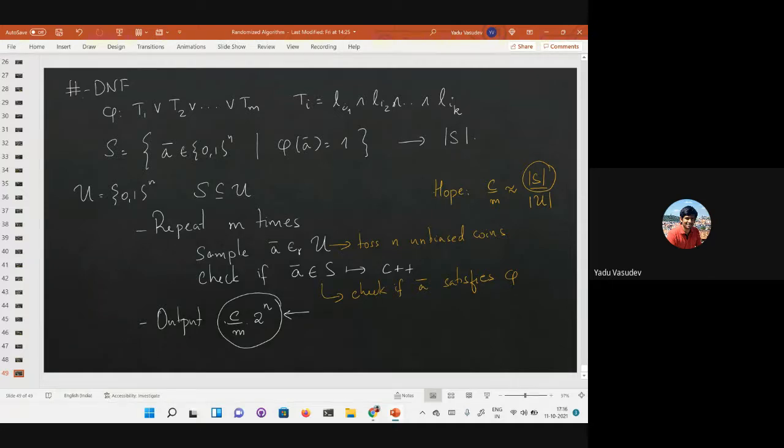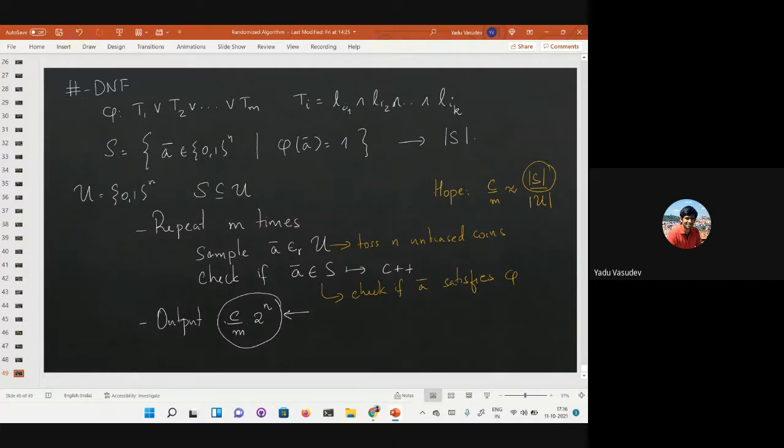Right? So there are two important parts in the Monte Carlo method where you have to sample from a universe and check whether the sampled element is in the set of interest. Both of them are easy to do, because the distribution is very simple, and the set membership is just verifying satisfiability. So now the question is, how good is this algorithm in terms of its approximation, in terms of its guarantees?